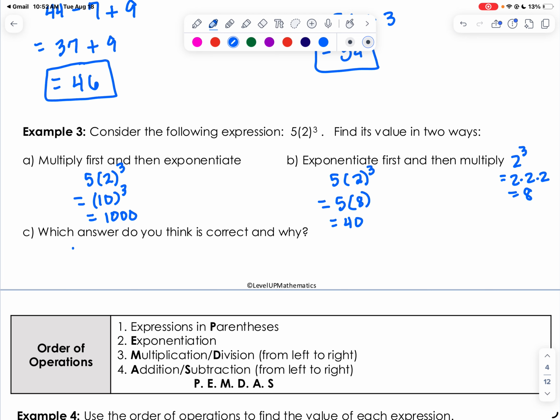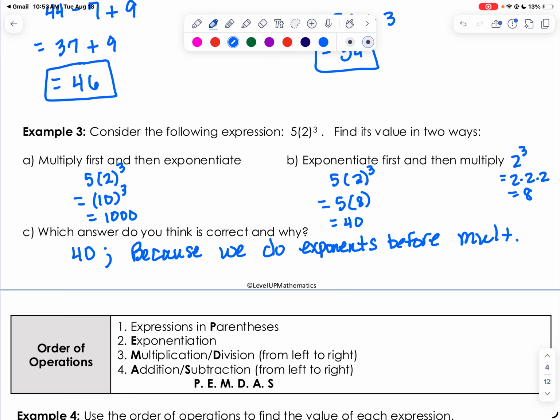All right, welcome back. So in this problem, 40 is the correct answer. And I'm going to say it's because we do exponents before multiplication, because exponents are considered the stronger operation. So that's why we do exponents first.